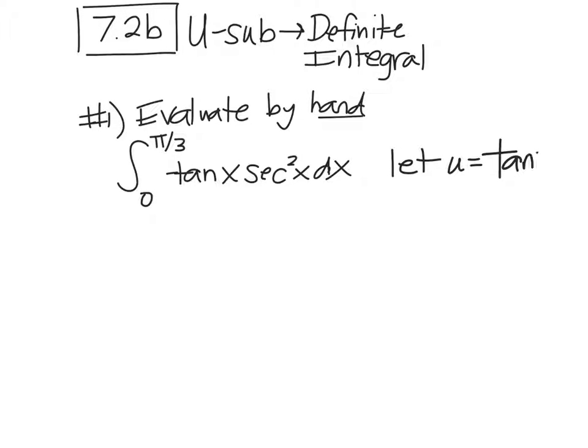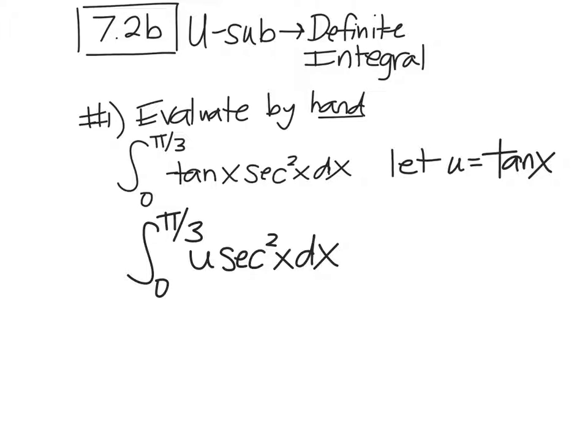This substitution part isn't new. You should be pretty good at this. We did a lot of this yesterday, so here we go. So it's the integral from 0 to pi over 3. I'm going to leave that for a minute. Just write that down. And then we're going to substitute in. So we have u times secant squared x dx.